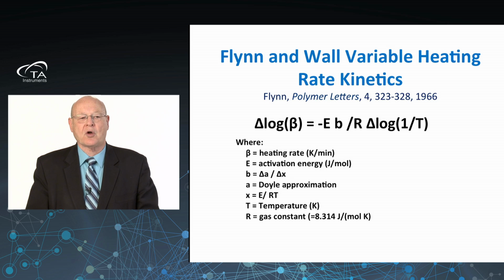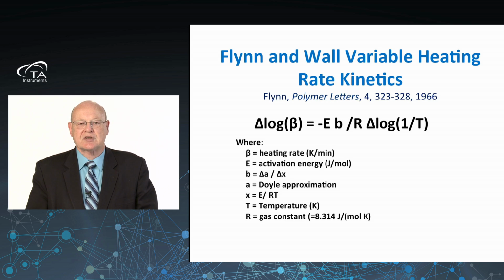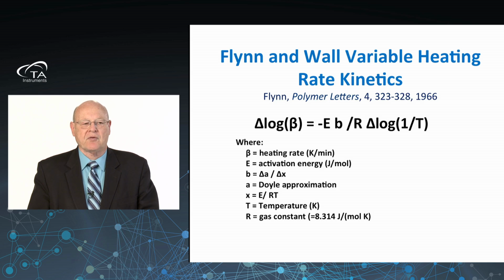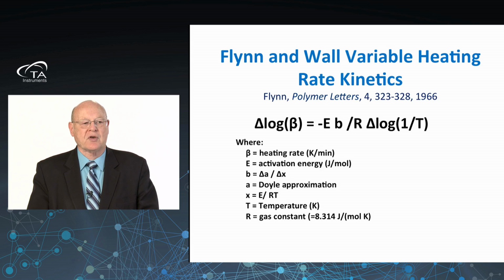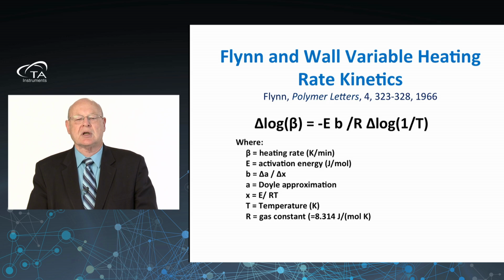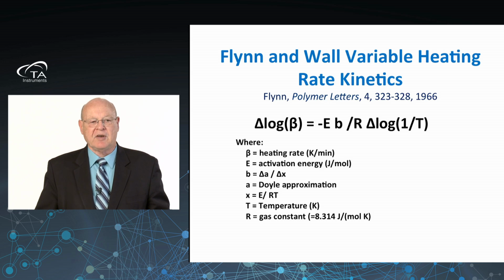Now, the Ozawa-Flynn-Wall method is an example of a variable heating rate method. On the left-hand side of the equation is the logarithm of the heating rate, and on the right-hand side we have the logarithm of the temperature for the point of constant conversion. In that curve we showed you just a moment ago, it's the peak temperature that we use as the point of constant conversion. The slope of this line is proportional to activation energy and two other terms, B, which is the derivative of the Doyle approximation, and R, which is the gas constant. These two parameters are values that we can take from the literature or we can determine in an iterative process.